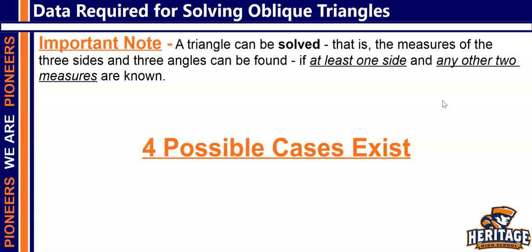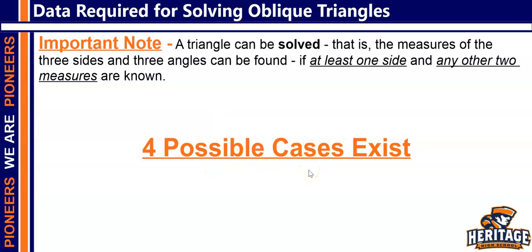Now, this is the main premise of the video. When can you solve a triangle? So first off, what does it mean to solve? Solving means that you know all three measurements of the sides and all three measurements of the angles in a given triangle. And you can do that if you're given at least one side and any other two measures. And this leads to four possible cases.